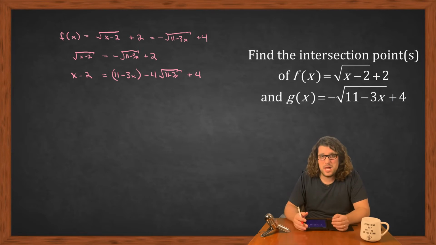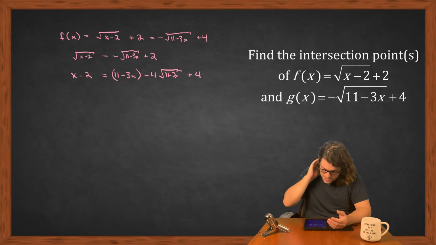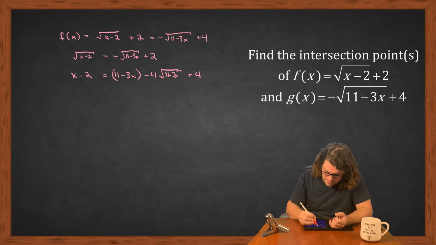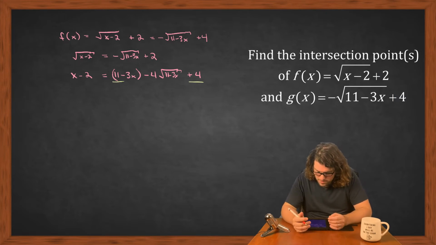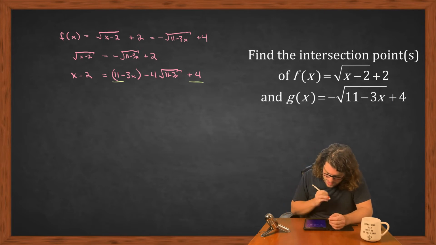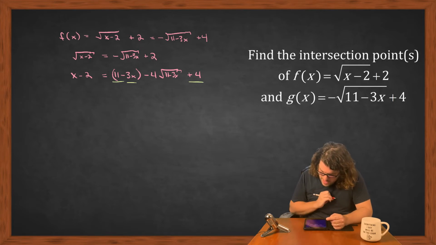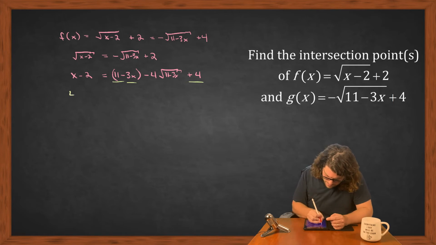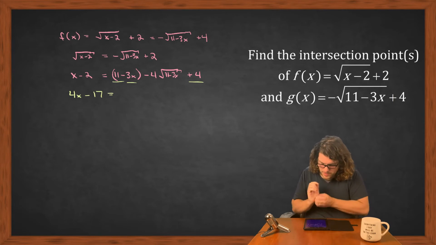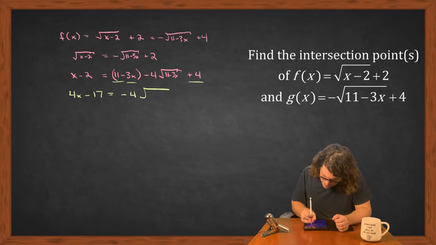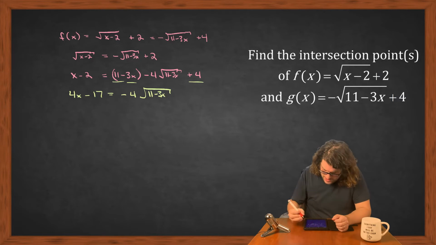So in this case, I am going to isolate for that single one and then square both sides all over again. So what do I have? On my right-hand side, let's actually start looking at things a little bit more carefully. I have an 11 and I have a 4. So I have 15. I'm going to subtract that over the other side and get negative 17. Okay, but I'm also going to have adding 3x to both sides. So I'm going to have 4x minus 17 is equal to negative 4 square root of 11 minus 3x.